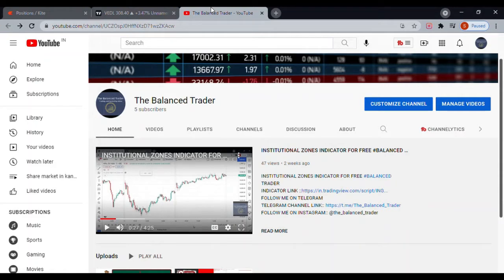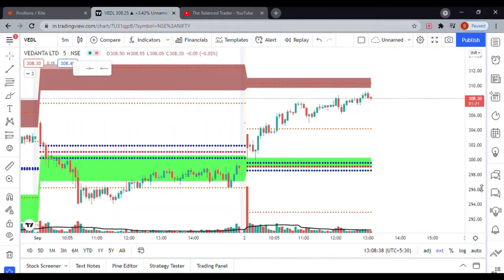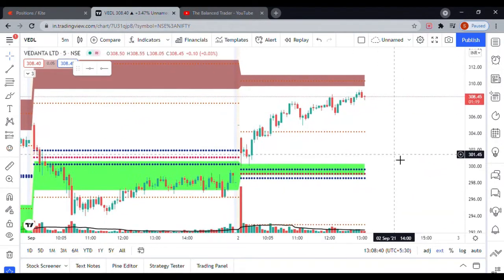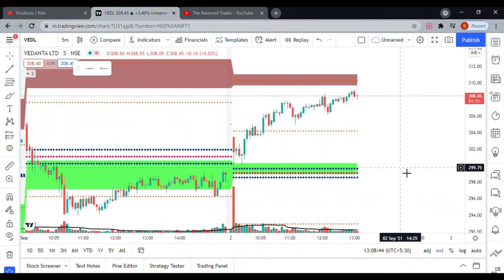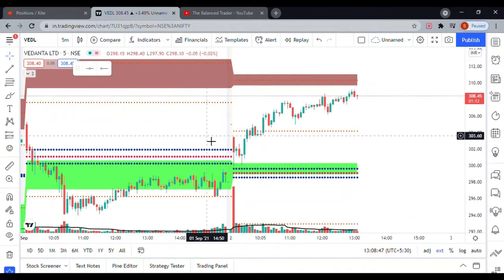Today I am going to show you the live trade of Vedanta. Why I have selected Vedanta stock: the stock has declared an 18.5 rupees dividend yesterday, so that's why I have selected this stock. So let's see.